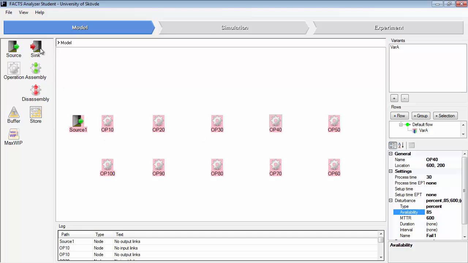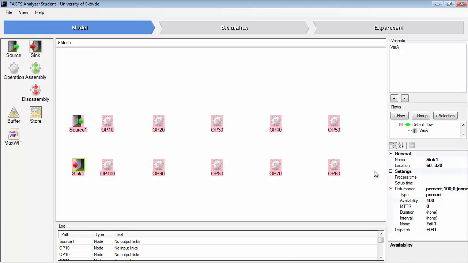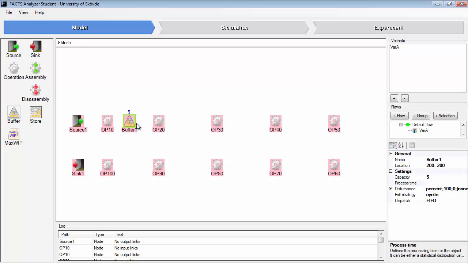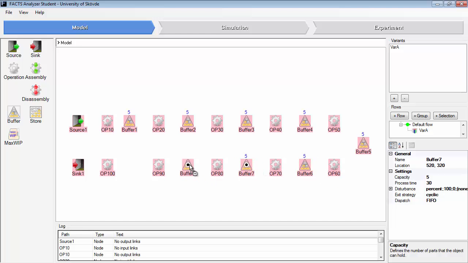I will add a sink object. Set this to processing time 0. We'll add the buffers, one buffer between each operation. We'll set the buffers to processing time of 30 seconds. Rename them accordingly.